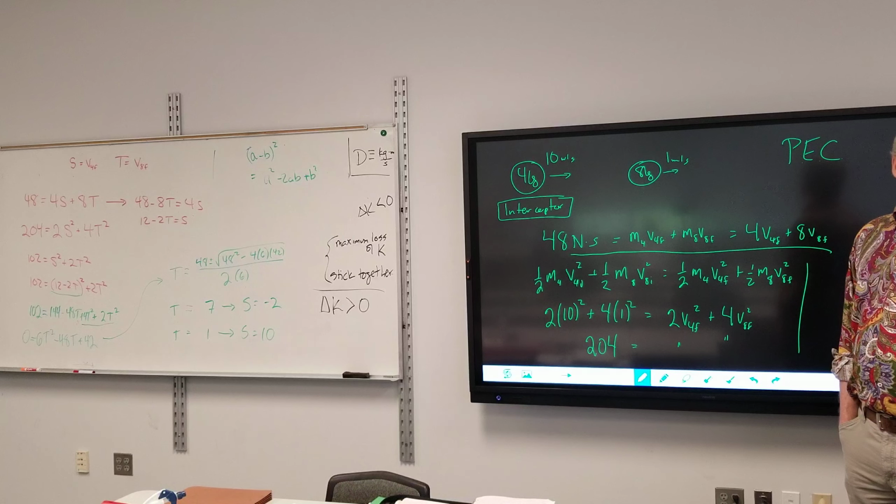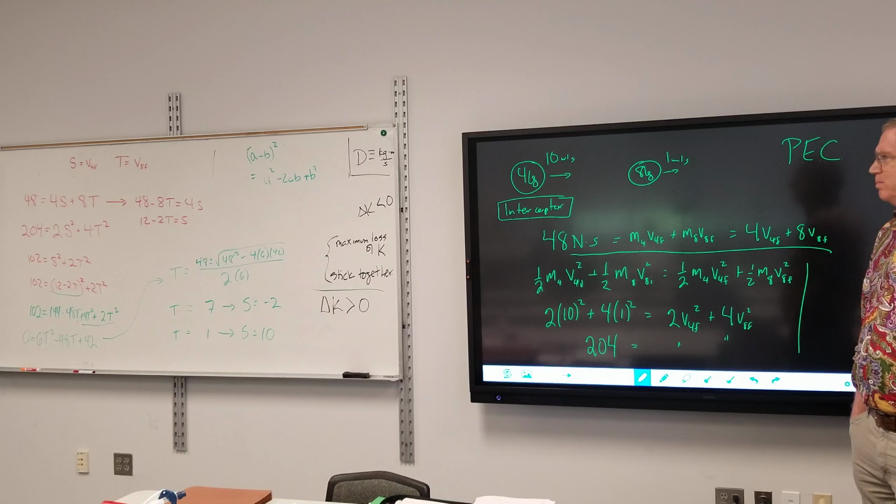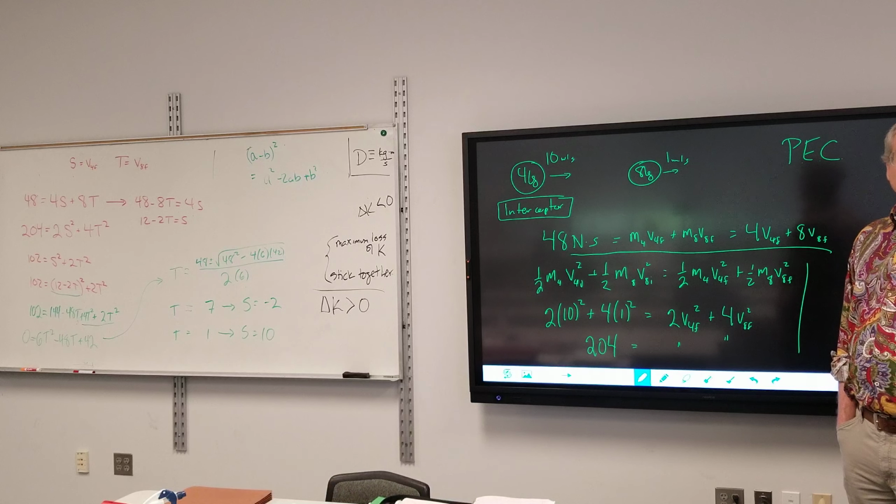Sorry? Why is the bottom one the answer? Because they're still moving in the positive direction, to the answer with the negative. Or no? Well, I mean, they're not necessarily going to be moving in the positive direction after they collide.